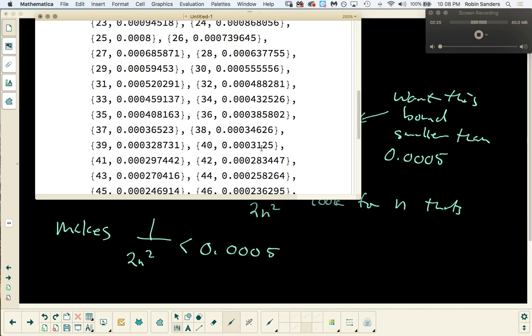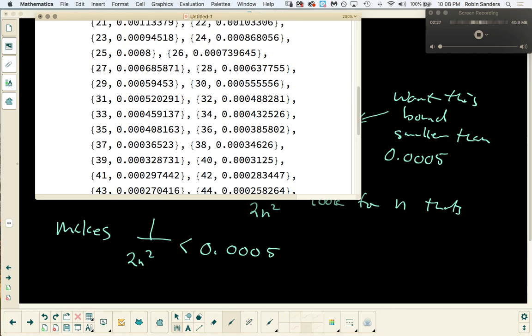So we back up and we start looking, and we start realizing that at 31, the integral is still just a little bit too big. It's 0.0005. But at 32, the integral is small enough. The integral is now 0.0004. So when n is equal to 32, we should have enough accuracy.